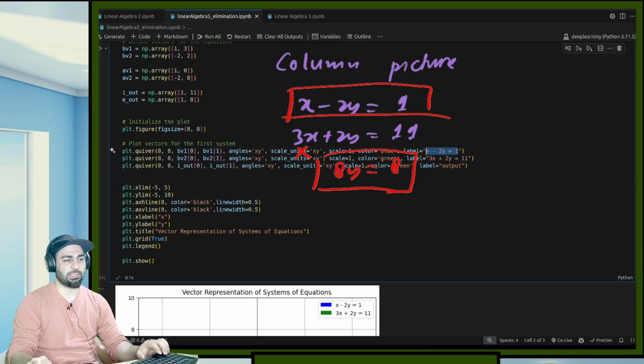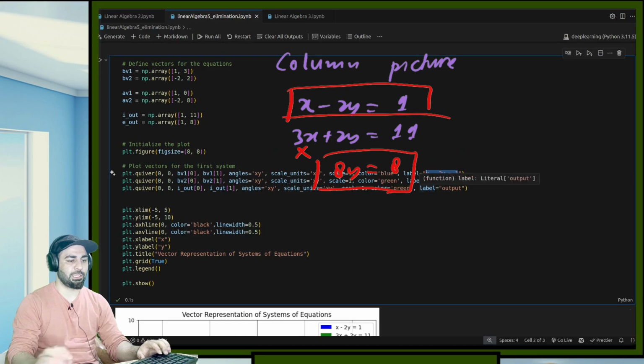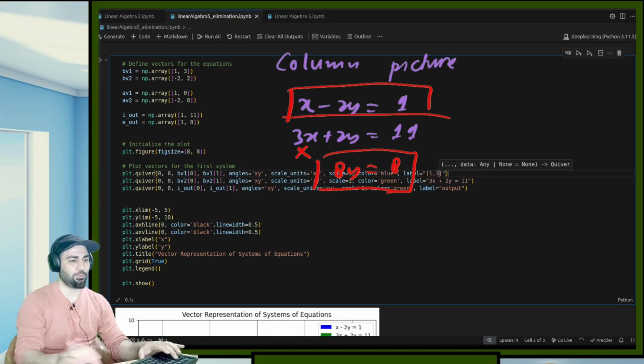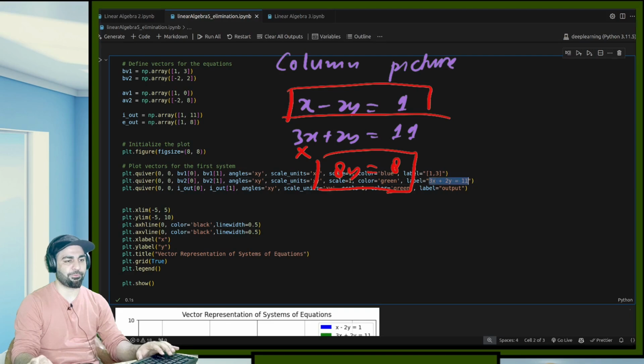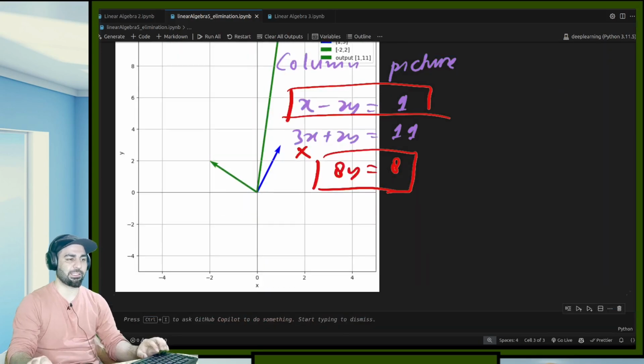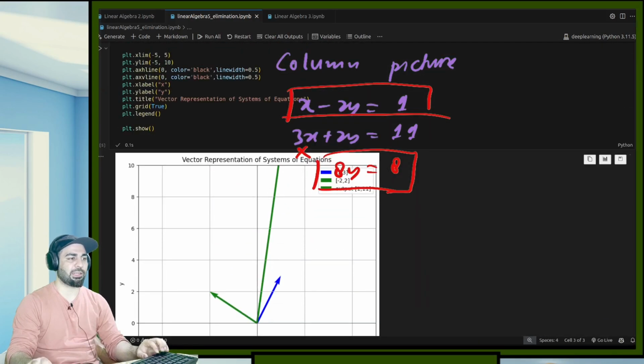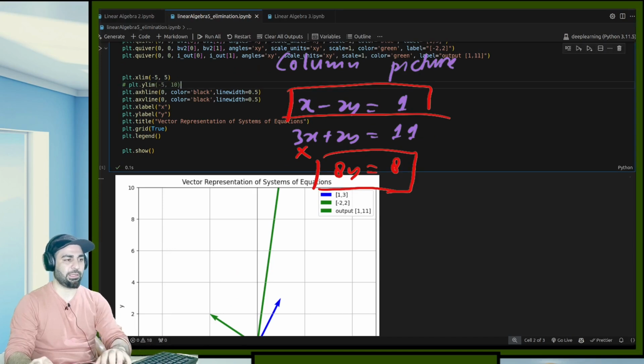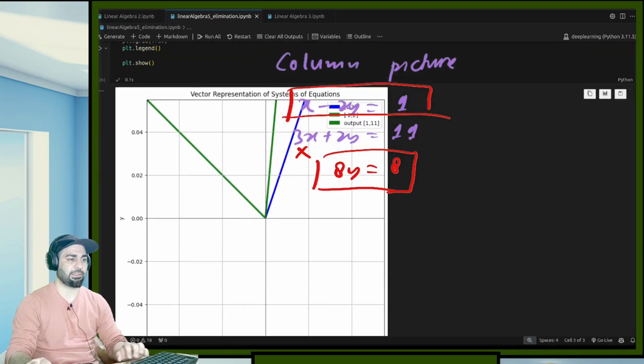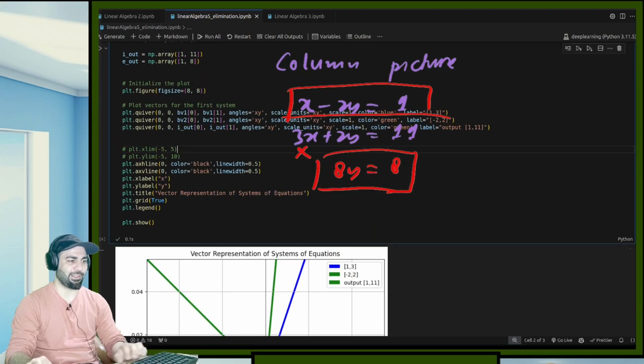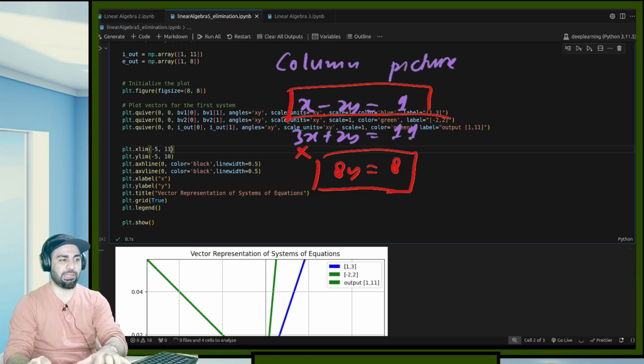This should actually be given the value. This was 1, 3 and minus 1 comma 3. Oops, 1 comma 3 and minus 2 comma 2. And this is the output vector, which was 1 comma 11. Now let us not limit these things because we have this 11. Oh, it's going haywire. We should limit, but we'll keep the values till 11, maybe till 12, so that it appears nicely.